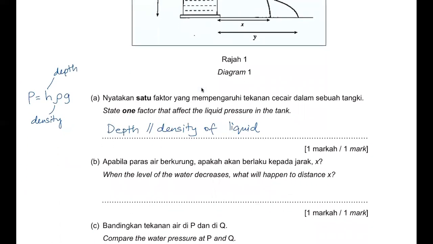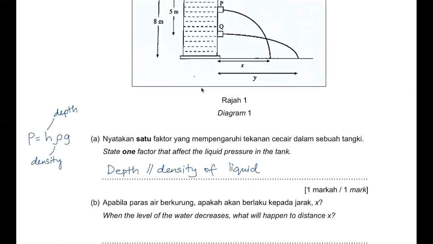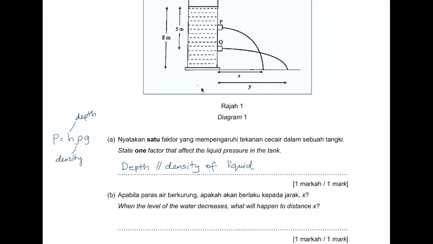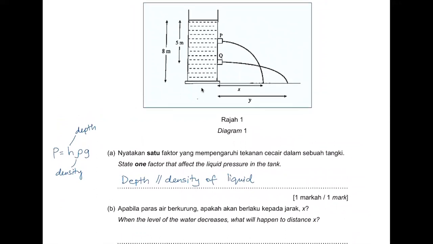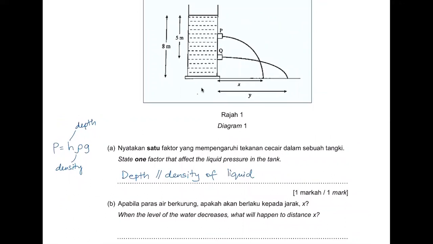Okay, next question. When the level of the water decreases, what will happen to the distance x? So what should be the answer? The level of the water represents the depth. So what will happen to the distance x? There are three possible answers: increase, decrease, or unchanged. Based on this situation, yes, the distance x will decrease. So you can put the answer decreases.